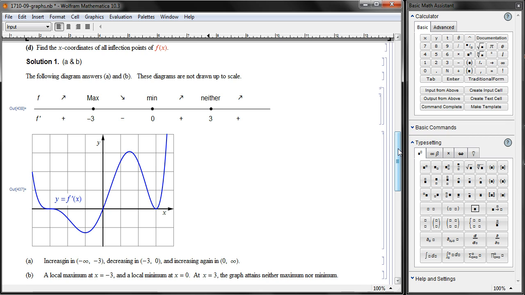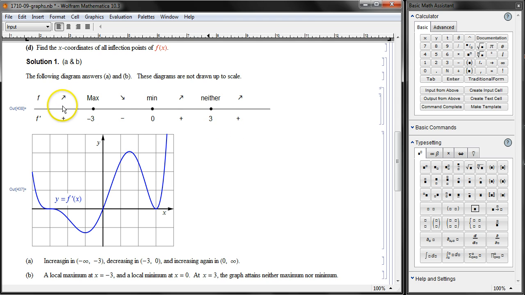By the way, one more comment. The maximum, minimum, neither, those refer to critical points. So that should be right above those points. And then those x-coordinate values are -3, 0, and 3 respectively.